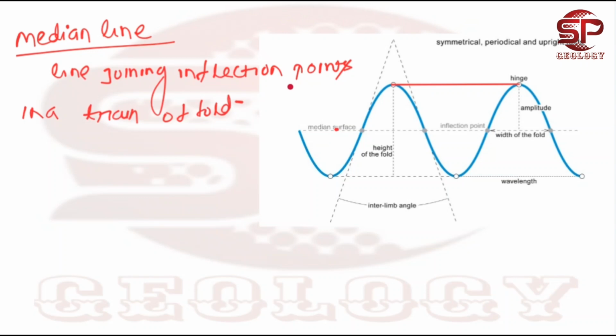So, two lines through which we can bound a fold. This is one line, and this is another line. So these two lines, you can say enveloping surface or enveloping line.